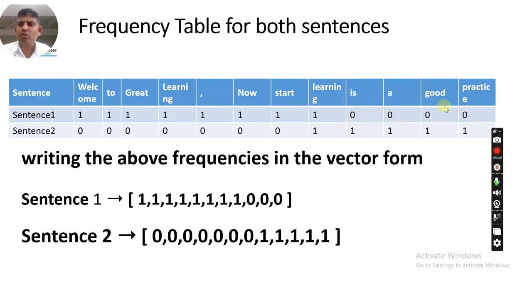So, is, a, good, practice: these are not part of sentence 1, so they are marked as 0. The same frequency we have written for sentence 2 also. Sentence 1 is represented as 1 1 1 1 1 1 1 1 0 0 0, and sentence 2 is represented as 0 0 0 0 0 0 0 1 1 1 1 1. These are the BOW, bag of words, representations of sentence 1 and sentence 2 without applying the pre-processing techniques.